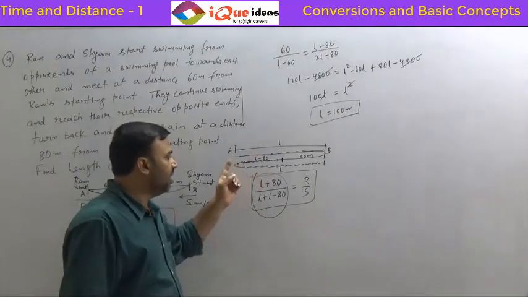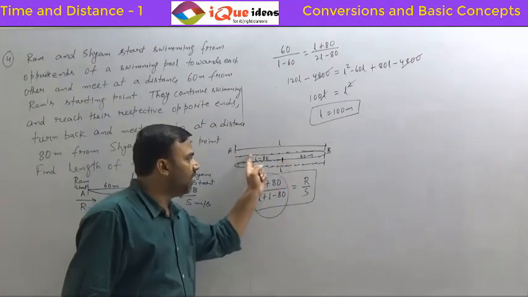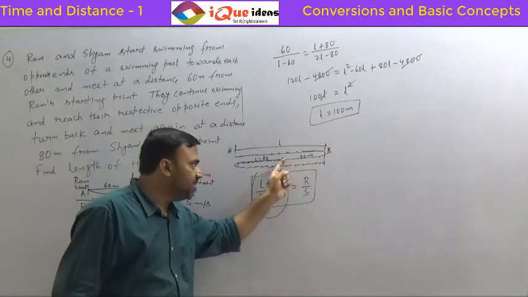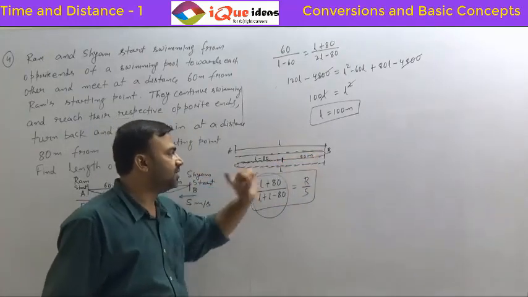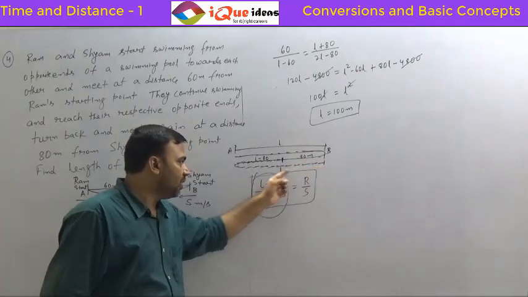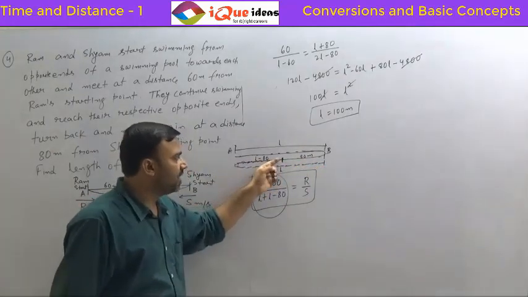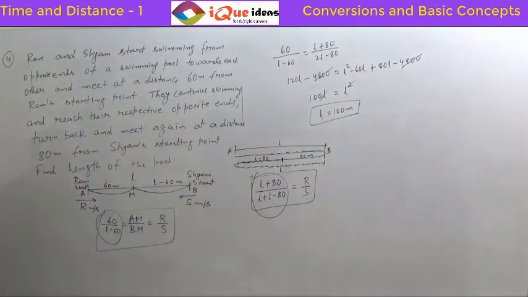I'll repeat in this case, for the second meeting which is happening here, Ram has travelled one full length plus 80 meter. This 80 meter distance is given from Shyam's starting point. And Shyam has travelled total length plus total length minus 80, that is L plus L minus 80. So by simplifying, we get length of swimming pool 100 meters.